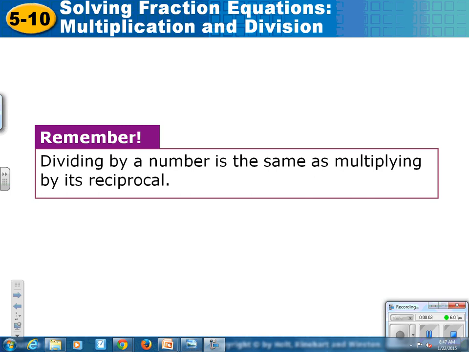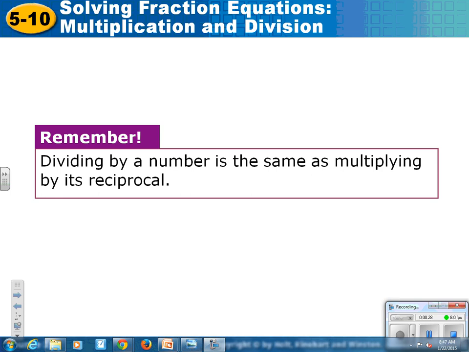We know this. We've talked about this. Dividing a number is the same as multiplying by its reciprocal. So that's one thing that we know. Today's another one of those days. I'm not teaching you a thing. Everything I'm going to show you is something you already know how to do.